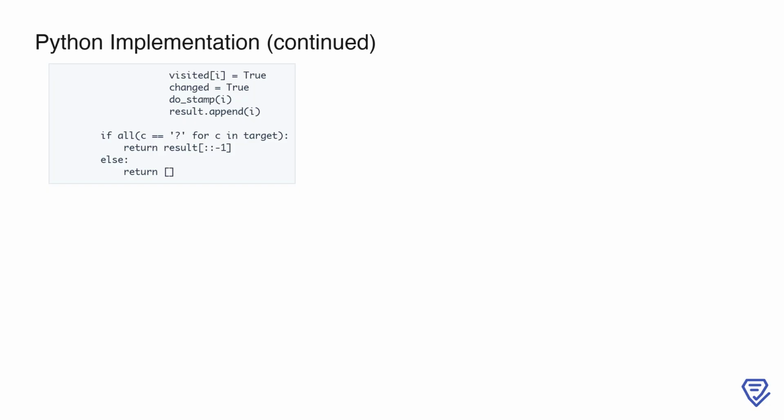After exiting the loop, we check if the entire target string has been replaced with question marks. If true, we return the result list in reverse order, as the stamping must be applied from the last operation back to the first. If not all characters in target are replaced, it means the stamping sequence is invalid, and we return an empty list. This ensures the method returns the correct sequence of moves or indicates that it's impossible to stamp out the target string.